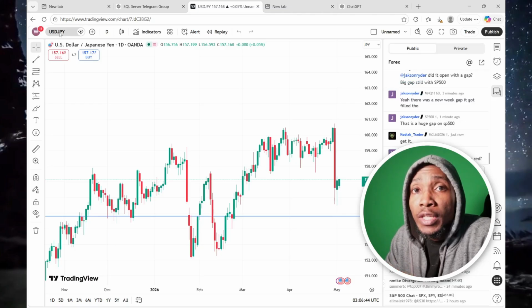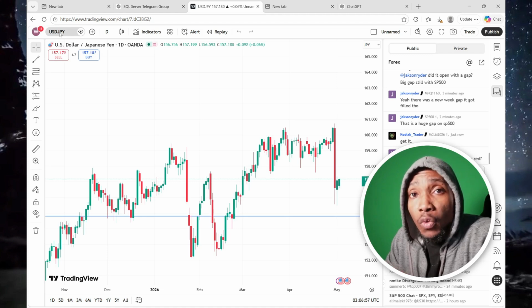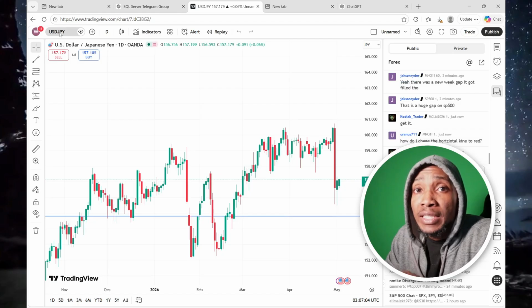Here are three things to consider. 1. It must form at a zone, a support or resistance, or in a support or resistance area. 2. It must have room to the left, so you must have at least 7 candles to the left. So you must have some space. And 3. It must form within the lower third of the previous candle.